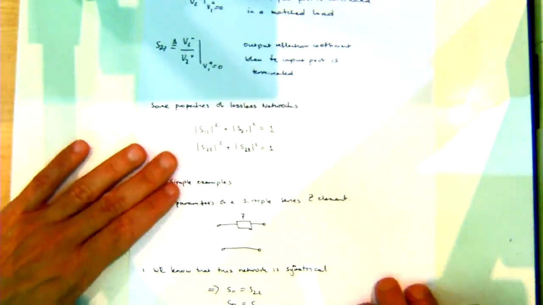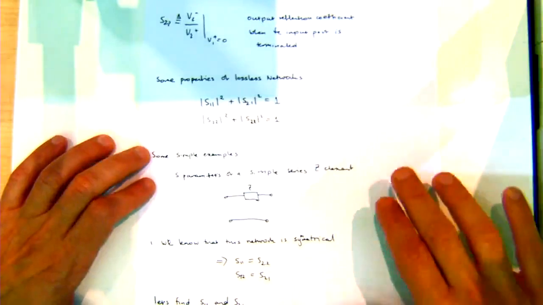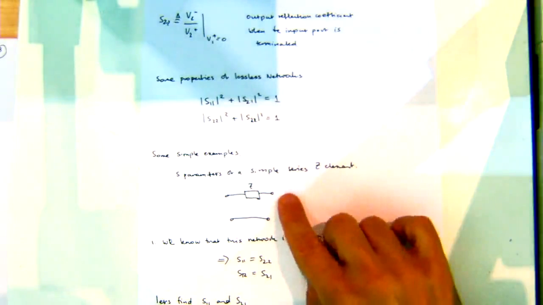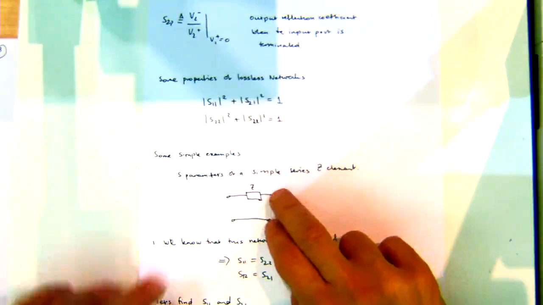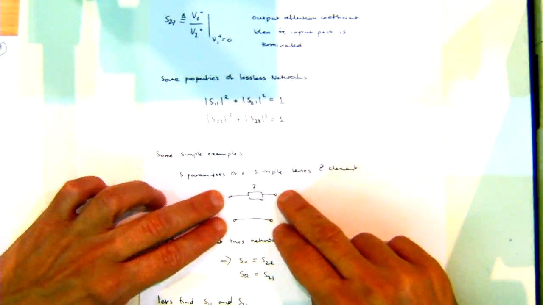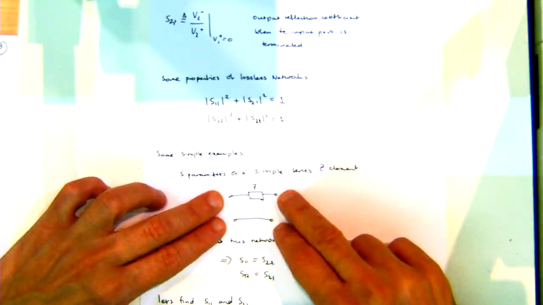Now, as a couple of homework exercises, because we're pretty much out of time, what I wanted you to do, and I'll also do it during the next lecture, is calculate S11 and S21 for this very simple network. You've just got a load impedance, and this is your two-port network. And I want you to work out what S11, S22, S12 and S21 are going to be.